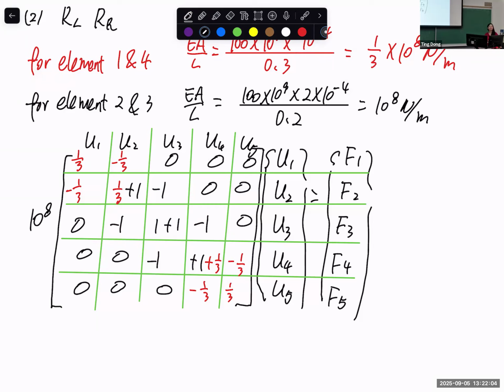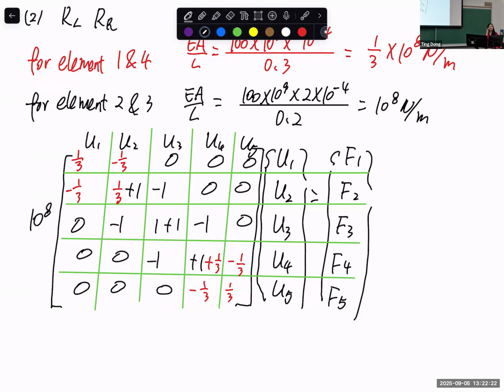Any question? So you got clear about how we write this 5x5 matrix? If there's any part that you feel is confusing, please ask.